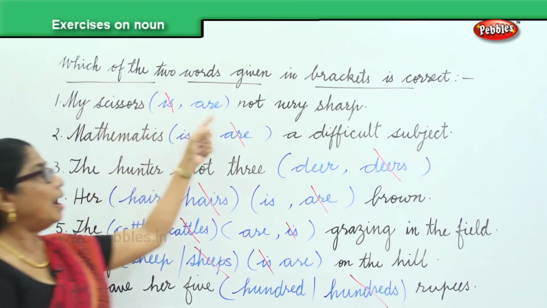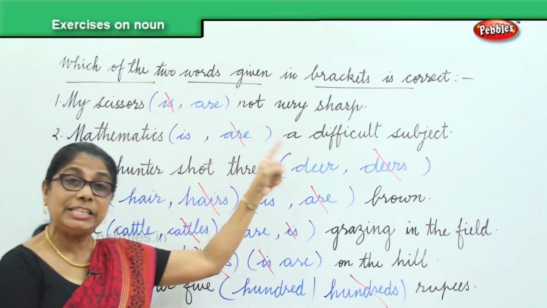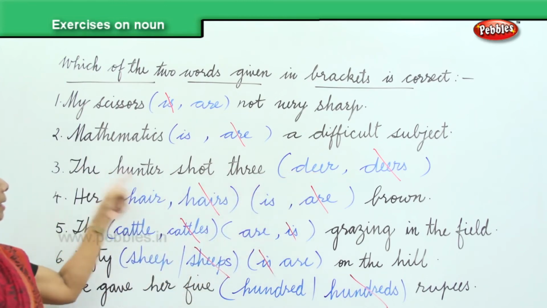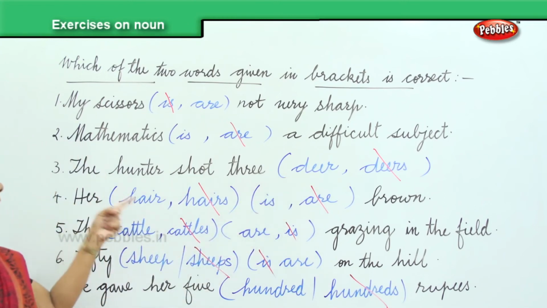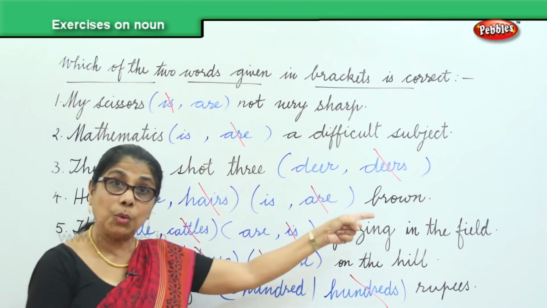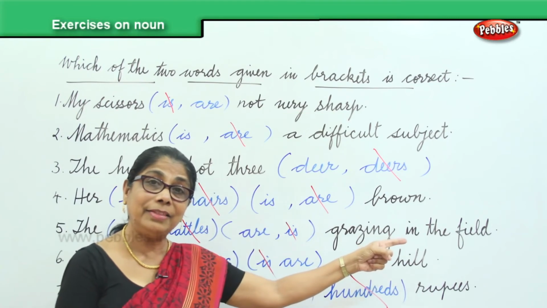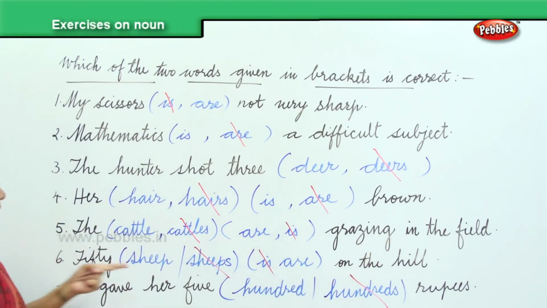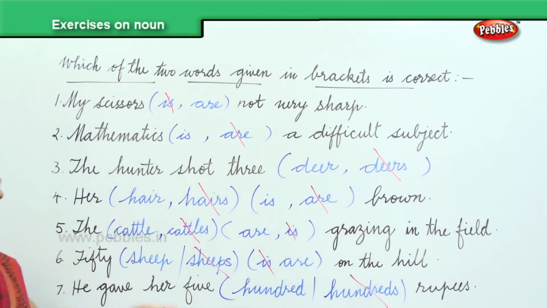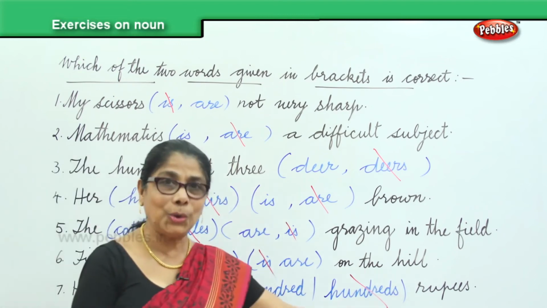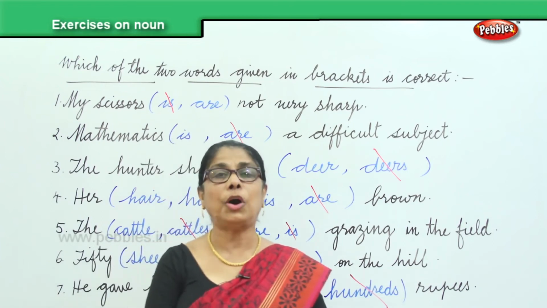My scissors are not very sharp. Mathematics is a difficult subject. The hunter shot 3 deer. Her hair is brown. The cattle are grazing in the field. 50 sheep are on the hill. He gave her 500 rupees. So now we learned to choose the correct verb form.